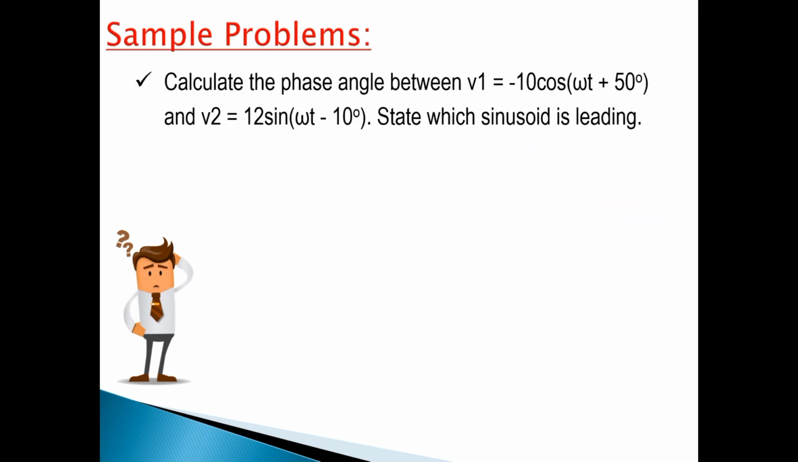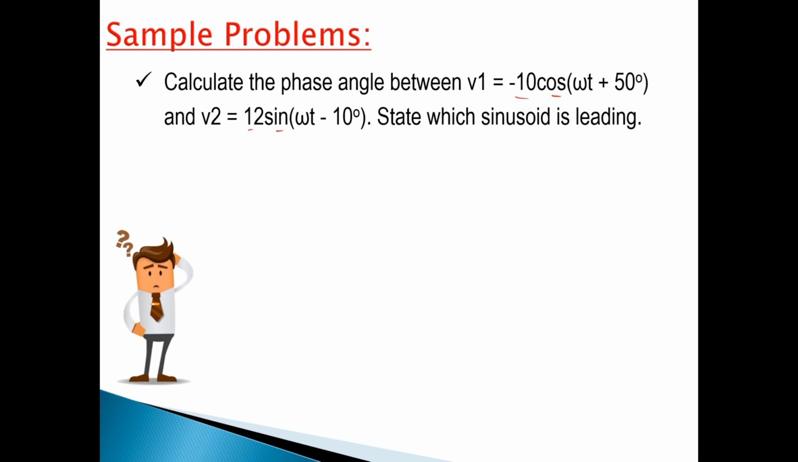Now let's have a sample problem. Calculate the phase angle between V1 equal to negative 10 cosine of omega t plus 50 degrees and V2 equal to 12 sine of omega t minus 10 degrees. State which sinusoid is leading. As you can see, we have a negative amplitude for V1 and it is cosine, while V2 is positive but it is in sine.